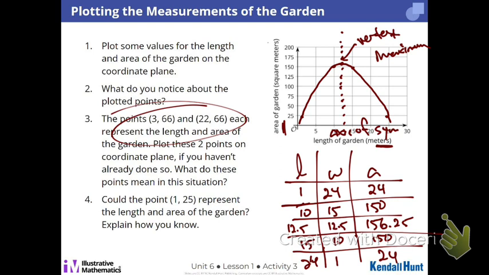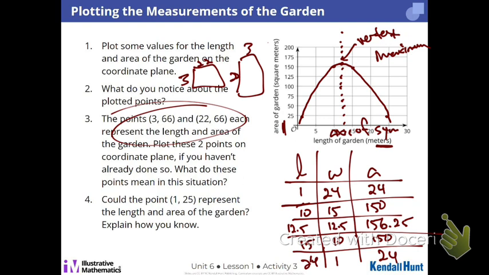Because... wait, 3 by 22? It says 3 by 66. No. Length of 3. Area of 66. Oh, because there's a 3 by 22, and then there's a 22 by 3. Why do they both work?